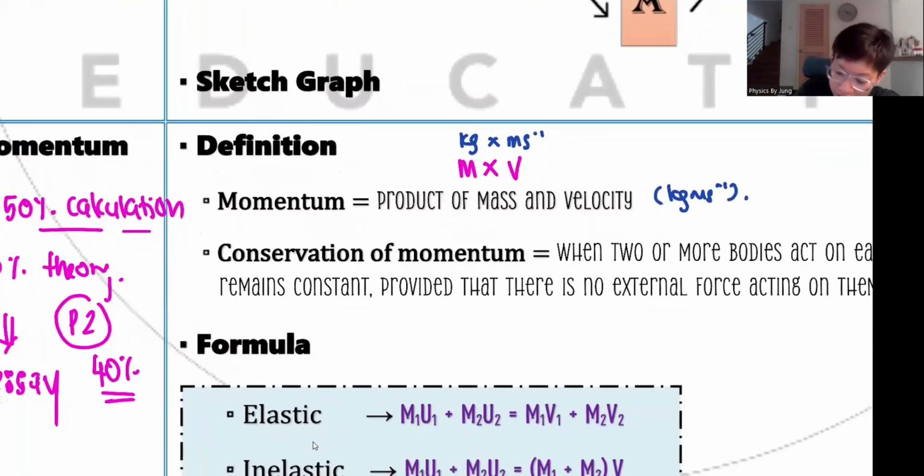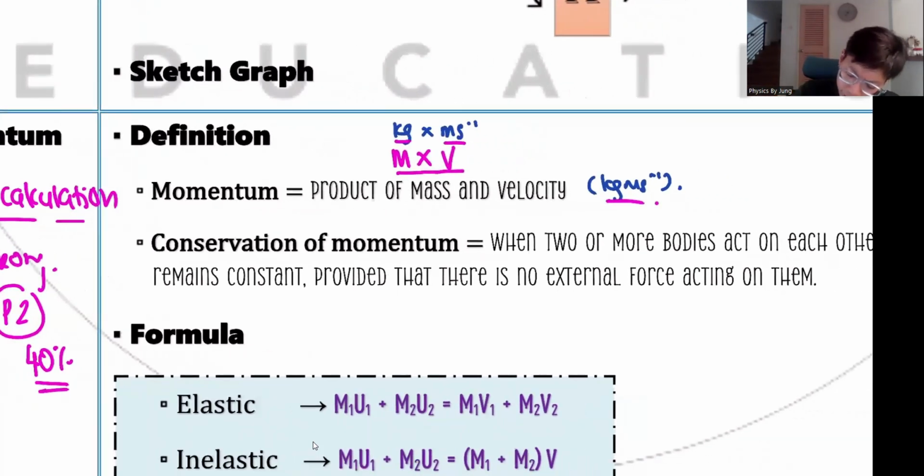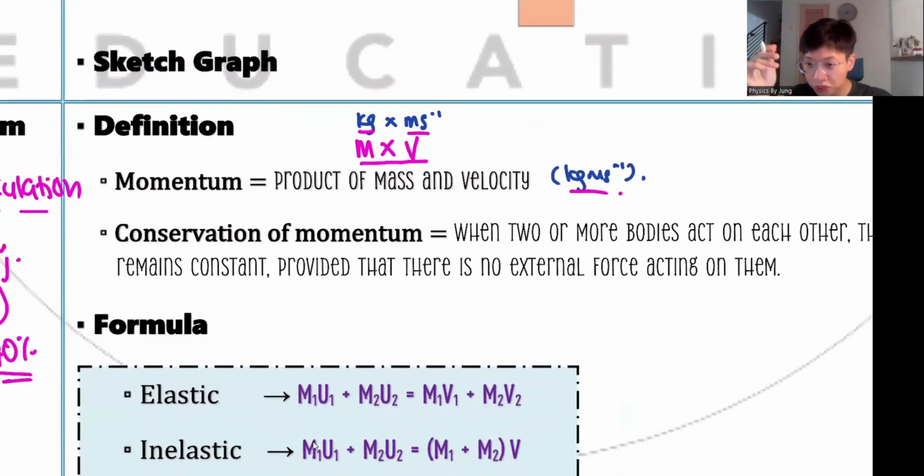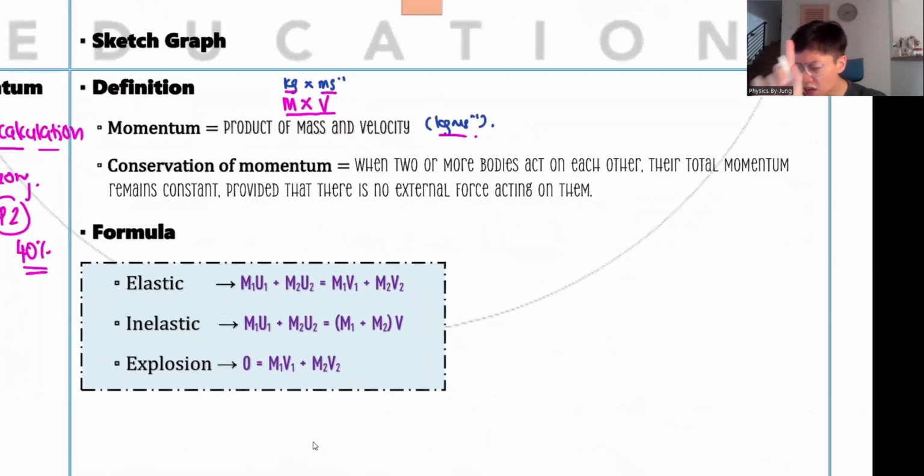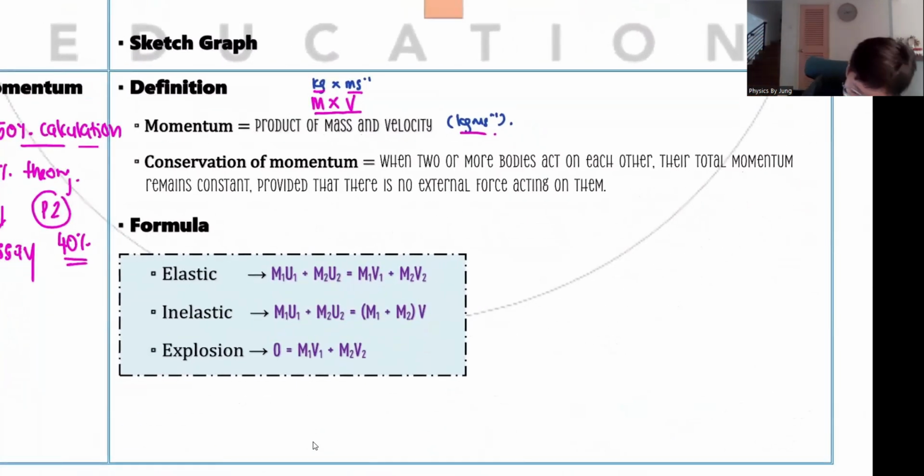Momentum is mass times velocity, which is kg times meter per second, because mass is kg and velocity is meter per second. So you multiply this and you get kg meter per second, kg ms^-1. Okay, no problem. Before we even go into the formula, the first thing you need to know is the principle of conservation of momentum.